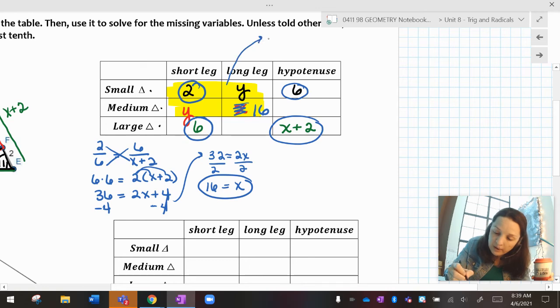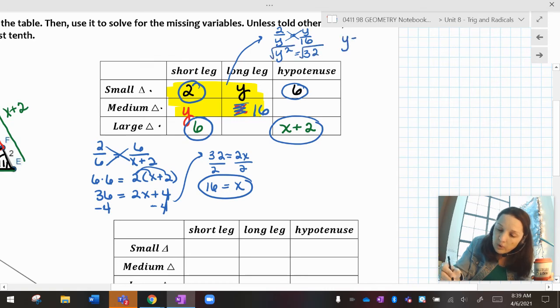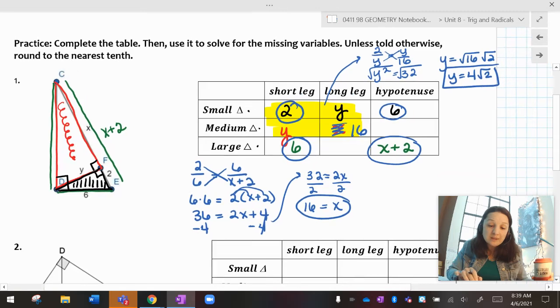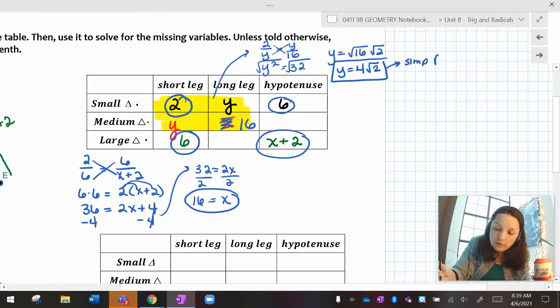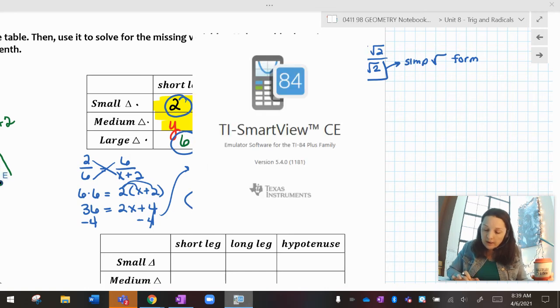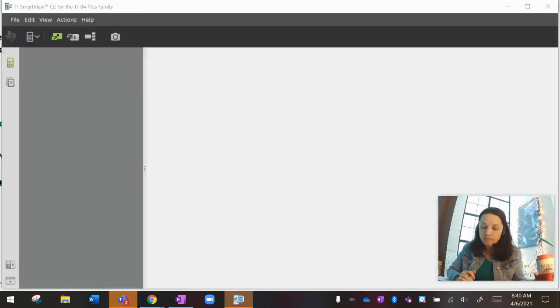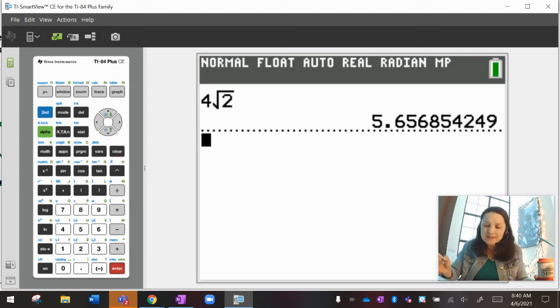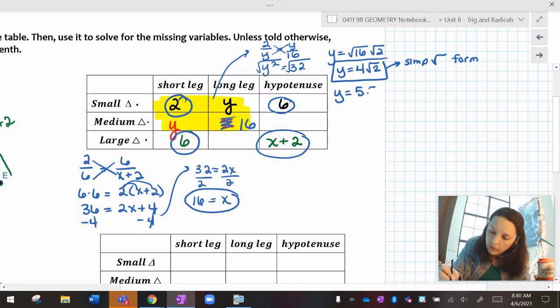And now I can use that yellow box and say 2 over y equals y over 16, and then cross multiply to solve. y squared equals 32. 32 is 16 times 2, which makes 4 root 2. Now, it says here, unless told otherwise, round to the nearest tenth. This is simplest radical form, but it said to round to the nearest tenth. So I want to use a calculator and type 4 root 2 to get a number to the nearest tenth. 4 root 2 is 5.65, which would be 5.7 when rounded to the nearest tenth.